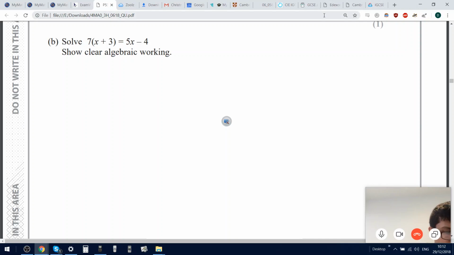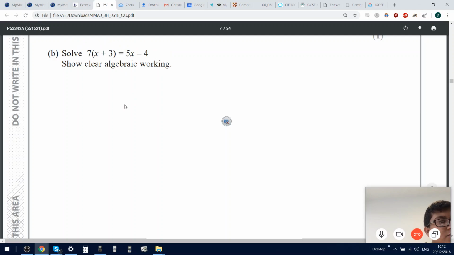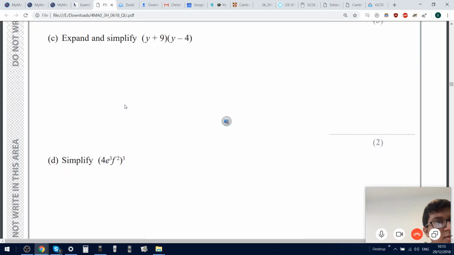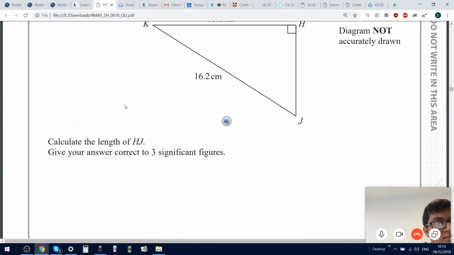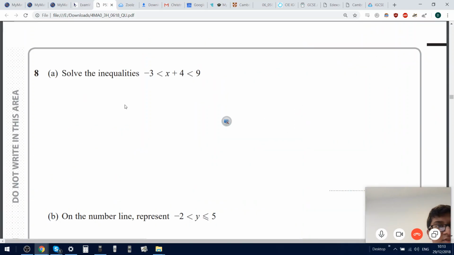So, what will be the first step for this one? Oh, you just expand the bracket and then rearrange it, yeah. That's fine. So we did lots of these. How would we do this one? HJ to 3SF. So you basically use a squared plus b squared equals c squared. We've got a and c, so we can say that b equals the root of c squared minus a squared. And sub in what you got.